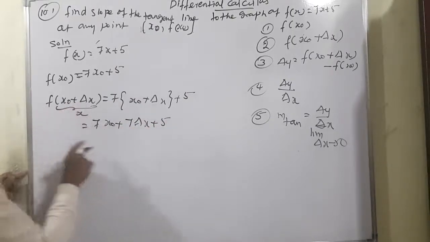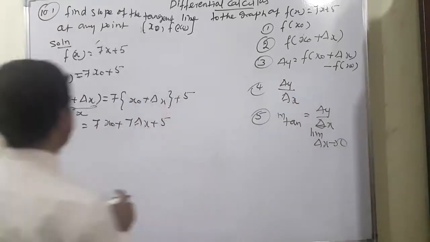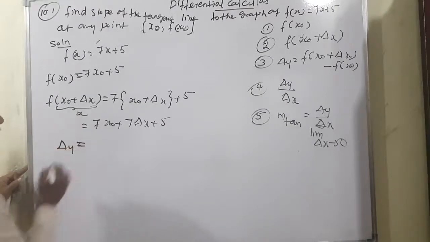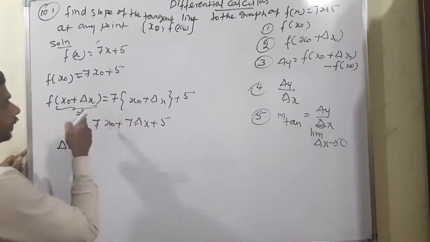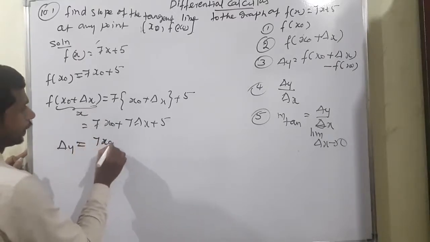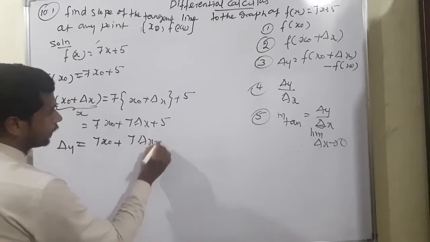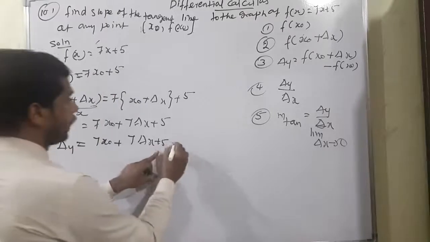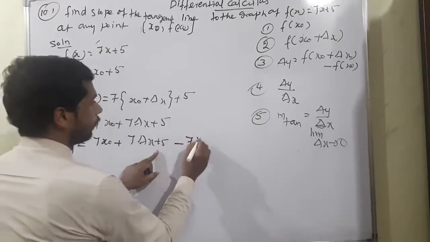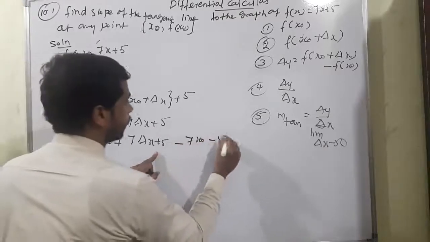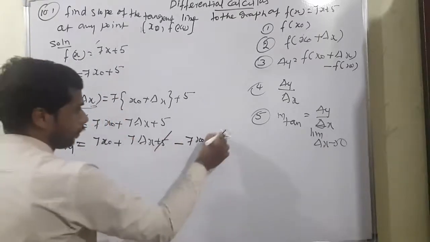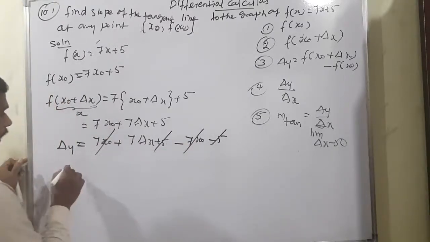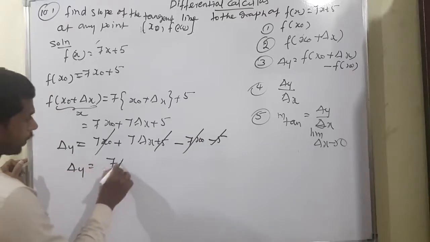After getting x naught plus del x, next we have to apply the difference between the values, that is called change of y. So del y is equal to f of x naught plus del x, which is 7 x naught plus 7 del x plus 5, then minus f of x naught. F of x naught we already know, but because of the minus sign, plus into minus, minus 7 x naught, and again plus into minus, minus 5. So plus 5 minus 5 cancel, positive 7 x naught and negative 7 x naught cancel, remaining only 7 del x. Therefore del y is equal to 7 del x.